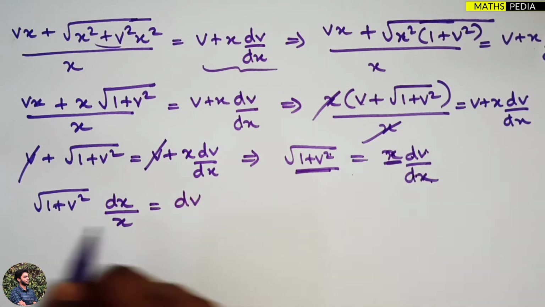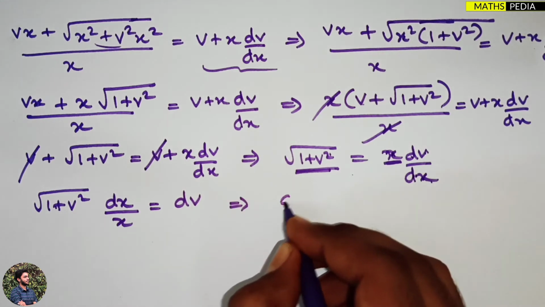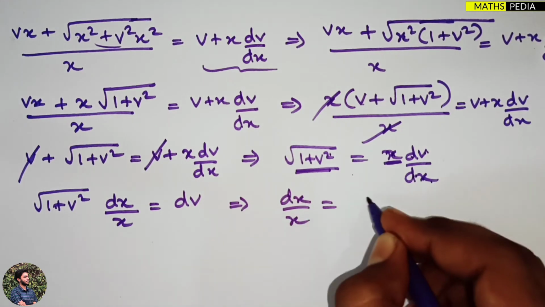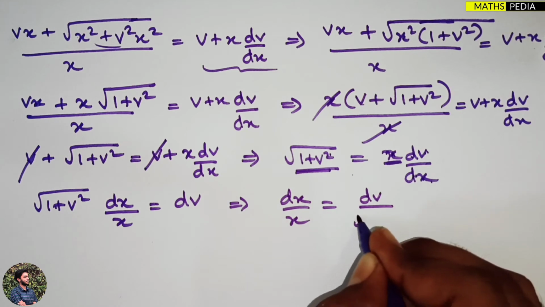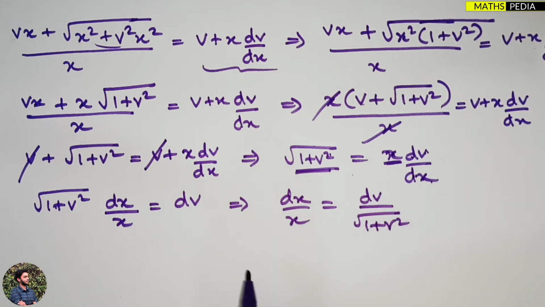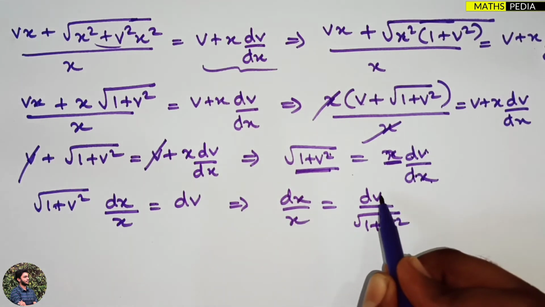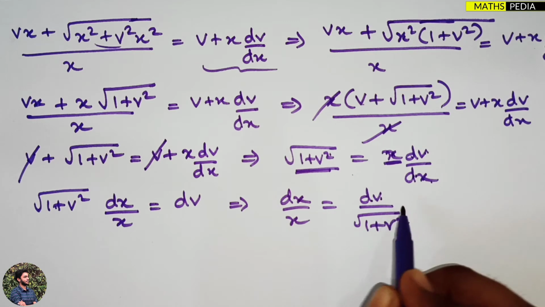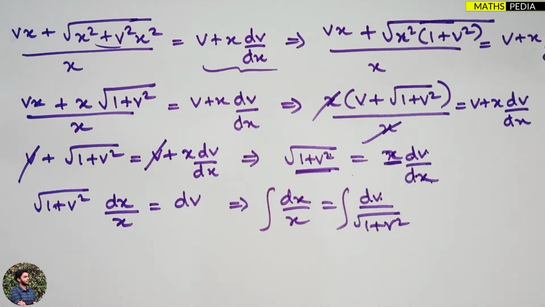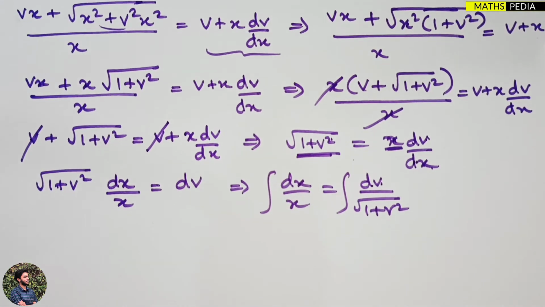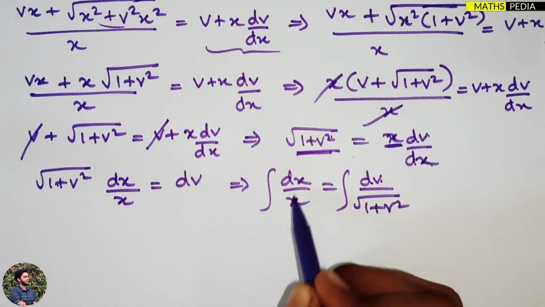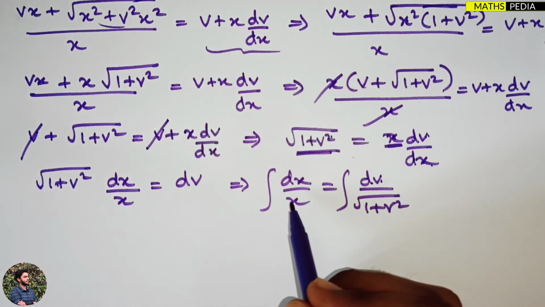Now I'll bring this term to the other side, so that implies dx by x is equal to dv by square root of 1 plus v square. Now I'll integrate both sides. After getting the x term with dx and the v term with dv, you have to integrate both sides. Integration of 1 by x, you know, is nothing but log x.